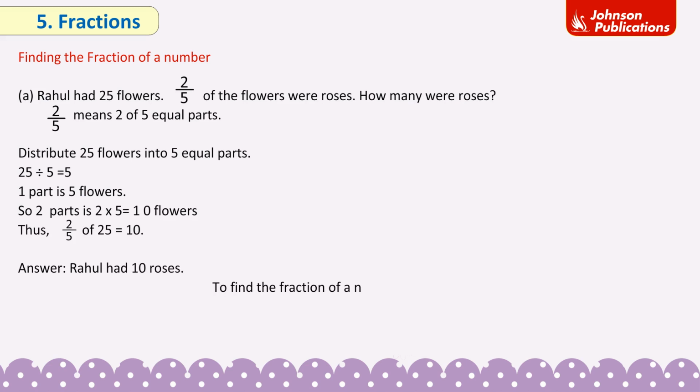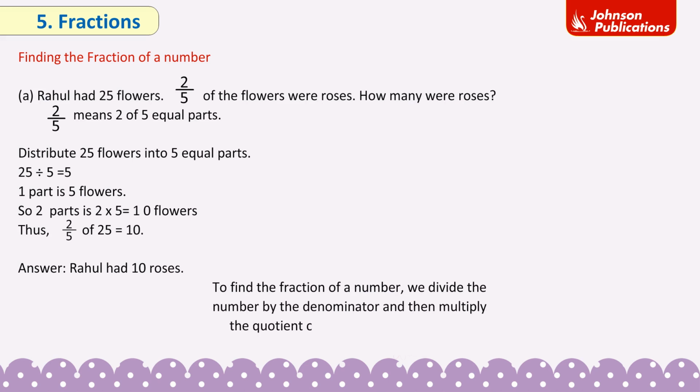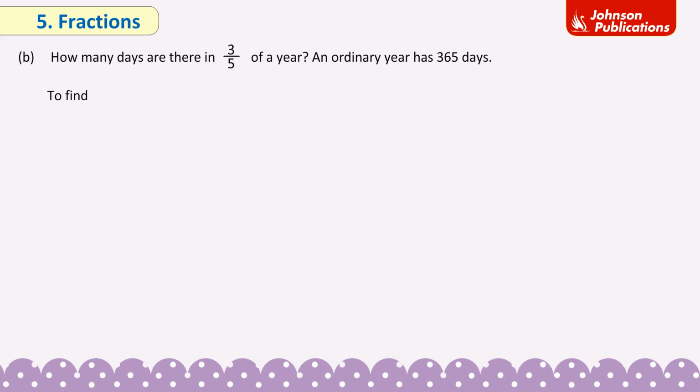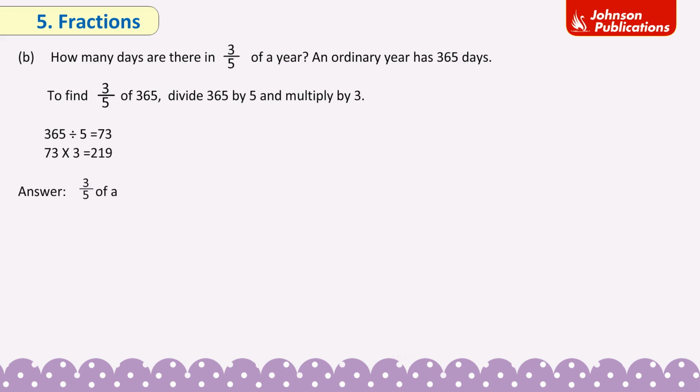To find the fraction of a number, we divide the number by the denominator and then multiply the quotient obtained by the numerator. B. How many days are there in 3 by 5 of a year? An ordinary year has 365 days. To find 3 by 5 of 365, we divide 365 by 5 and multiply by 3. 365 divided by 5 is equal to 73. 73 multiplied by 3 is equal to 219. Answer: 3 by 5 of a year has 219 days.